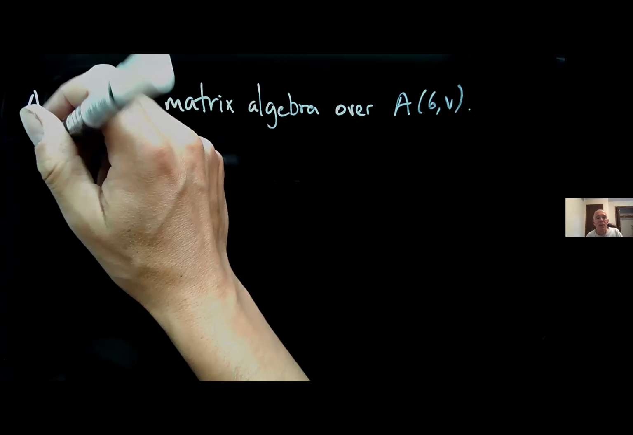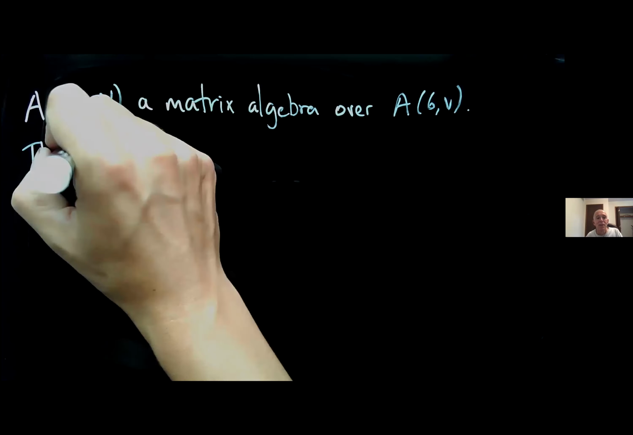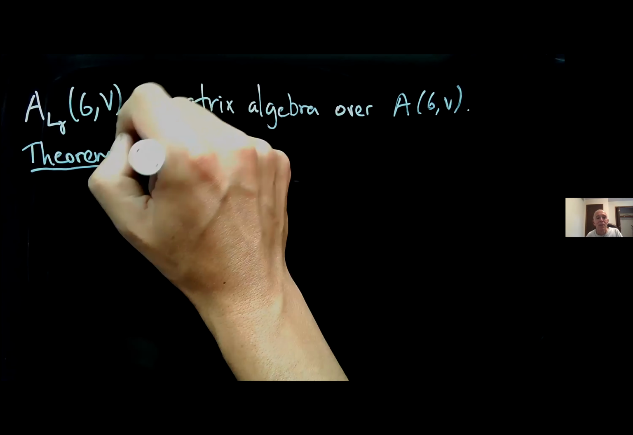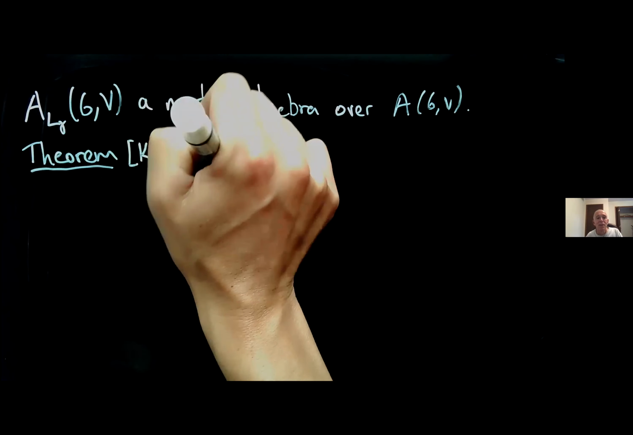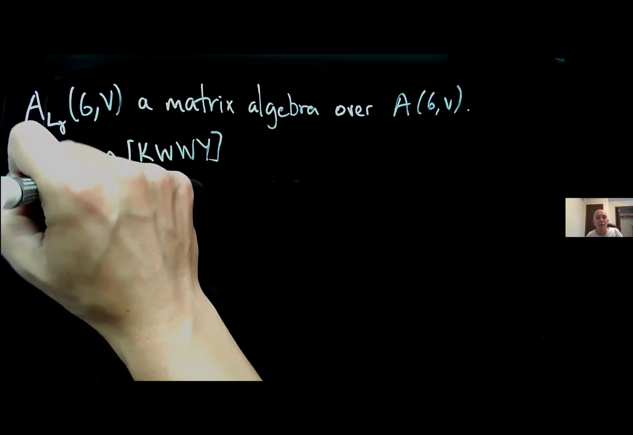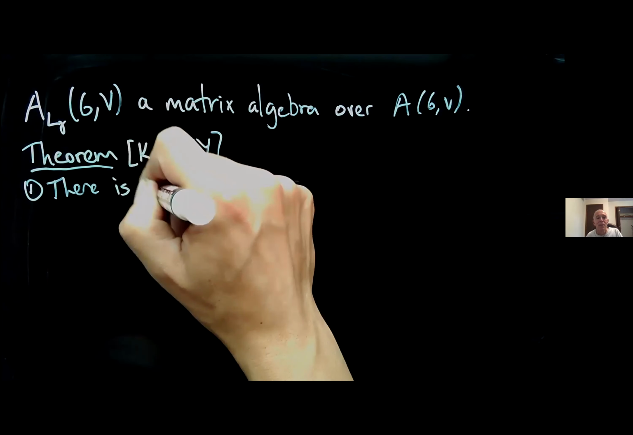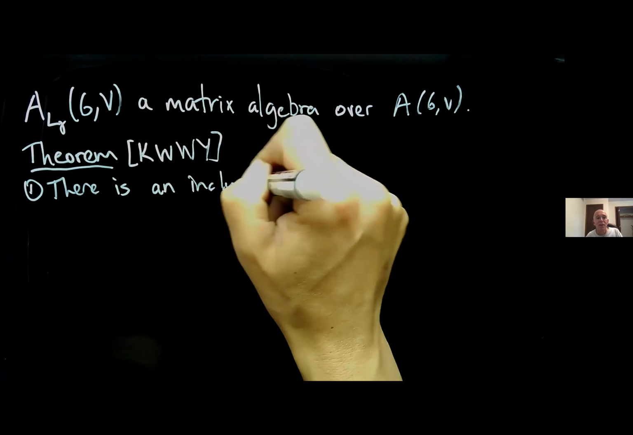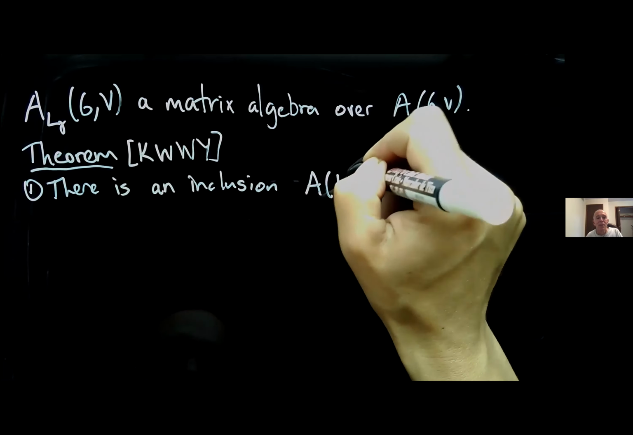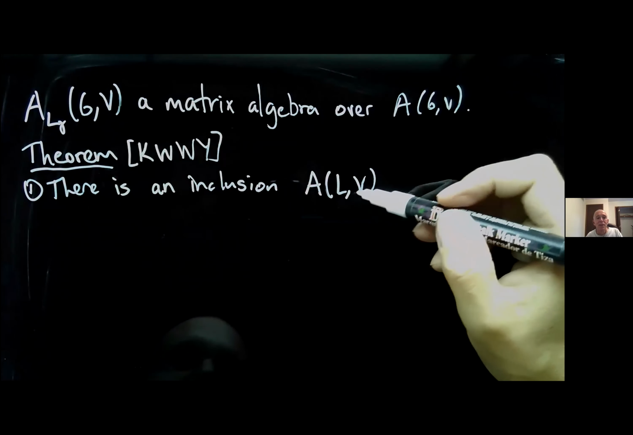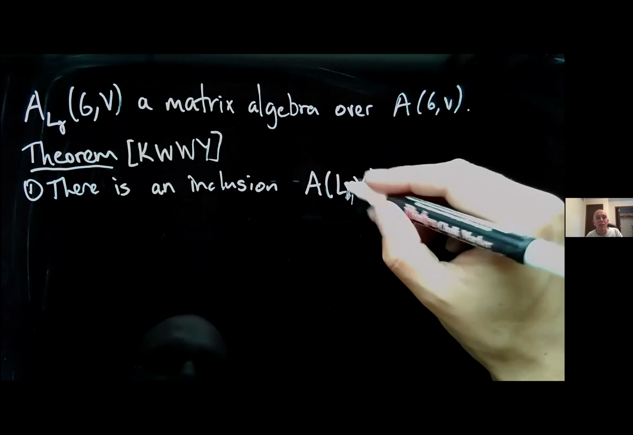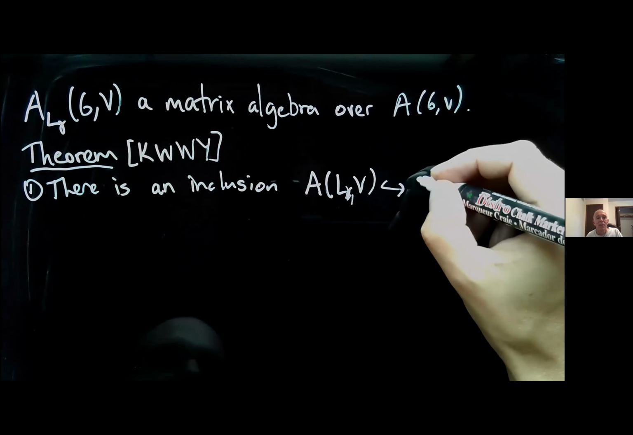Okay. And then we have the following theorem. So this is from a paper which is not yet on the archive, but it's slightly less far along than the last one I mentioned, but probably will be completed in the next couple of months. So first of all, there's an inclusion from this ALV. Now ALV is L gamma V. So again, I change the group, but I leave the representation alone. And this guy will include into this matrix algebra.